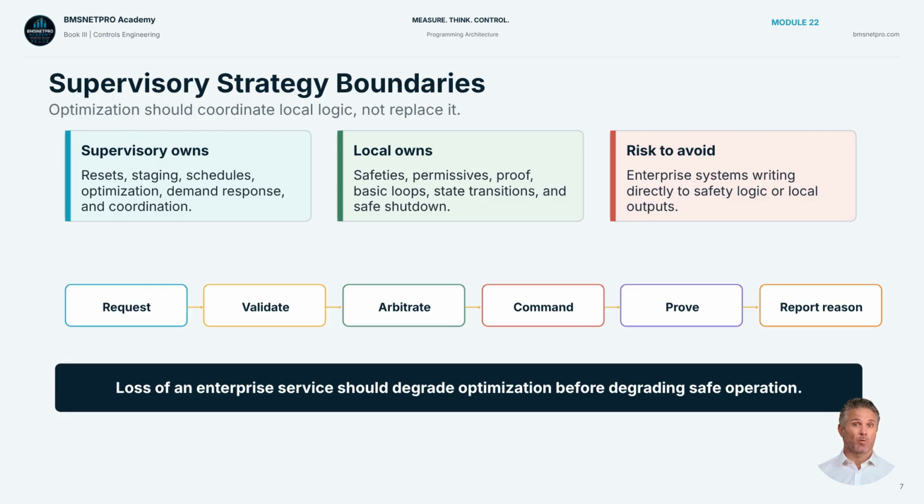Supervisory strategy should coordinate local logic, not replace it. It may own reset, staging, schedules, optimization, demand response, and coordination. Local equipment logic owns safeties, permissives, proof, basic loops, state transitions, and safe shutdown. Loss of an enterprise service should degrade optimization before degrading safe operation.